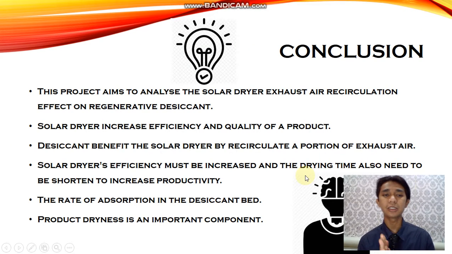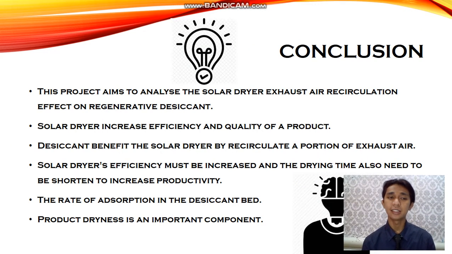So as a conclusion, this project aims to analyze the solar dryer exhaust air recirculation effect on the regenerative desiccant. Other than that, the solar dryer increases efficiency and quality of the product, and also increases the dryness of the desiccant. It benefits the solar dryer by recirculating a portion of the exhaust air, which is 12 to 15%. And then solar dryer efficiency must be increased, and the drying time also needs to be shortened to increase productivity. Okay, so these are the things that we need to improve.